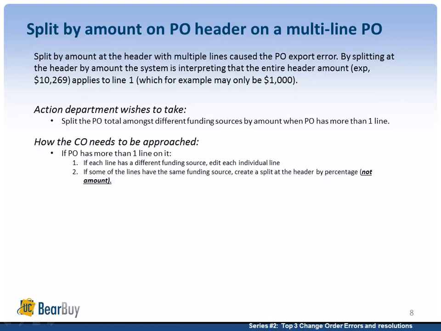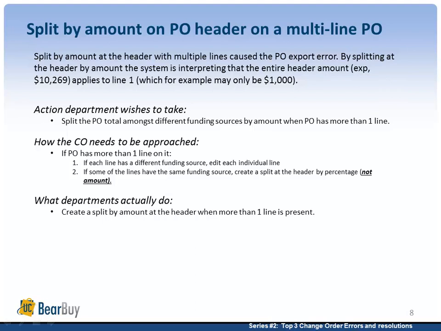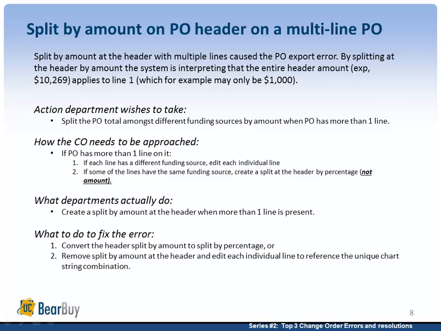So then the change order preparer may do one of two things. Either 1, if each line has a different funding source, edit each individual line, not the PO header. Or, if some of the lines have the same funding source, create a split at the header by percent, not amount. So what departments actually do is they do create a split by amount at the header when more than one line is present. That results in a PO export error. So any new vouchers that will need to be paid against this PO will fail also because the PO changes never make it into BFS.